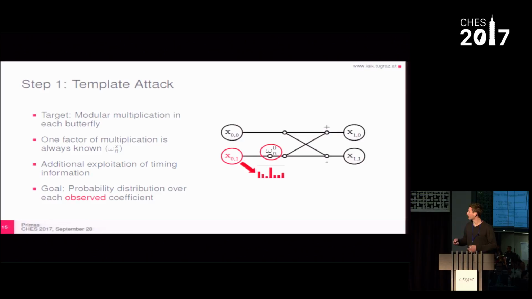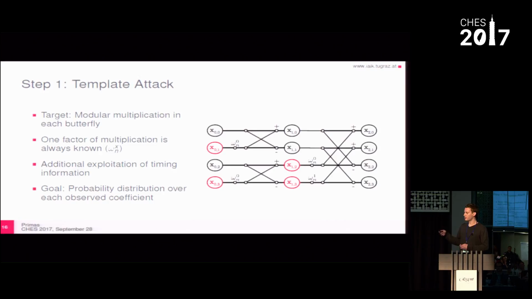Now, as earlier mentioned, in the attack scheme, we need a larger butterfly network. So for example, if we consider this NTT for four-coefficient polynomials, then we have a setting like shown here. And basically here, we attack these modular multiplications and we get some approximate probability distributions for the coefficients that are indicated in red here.